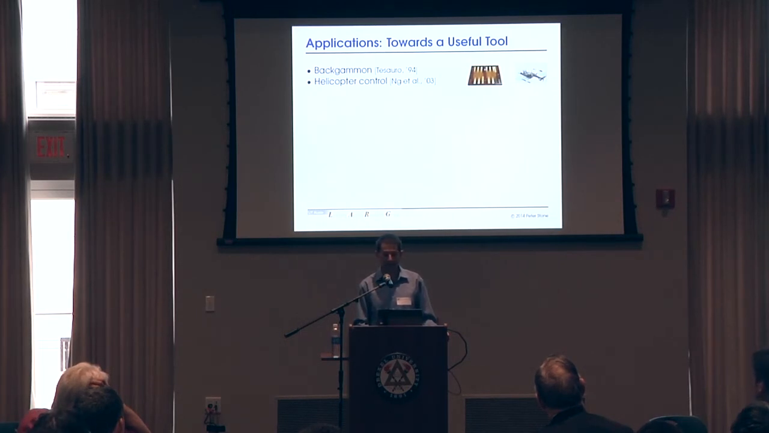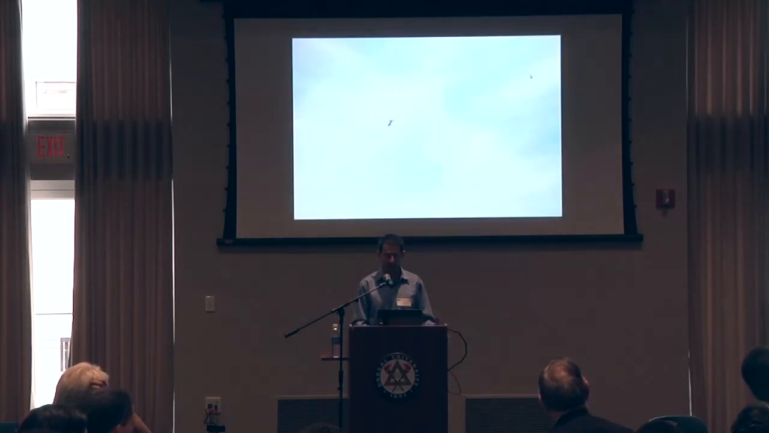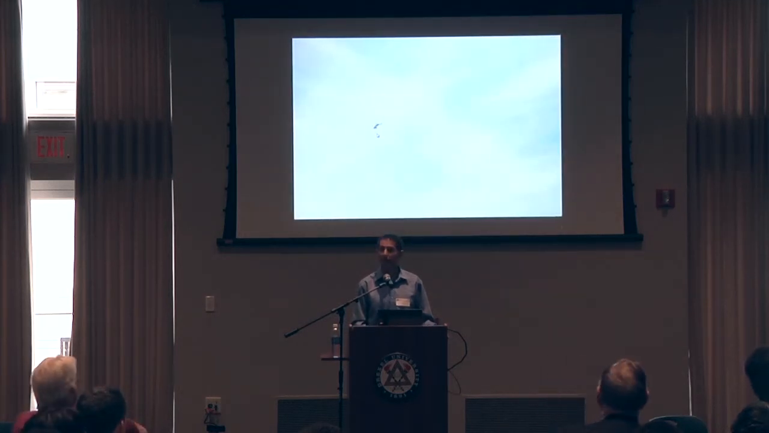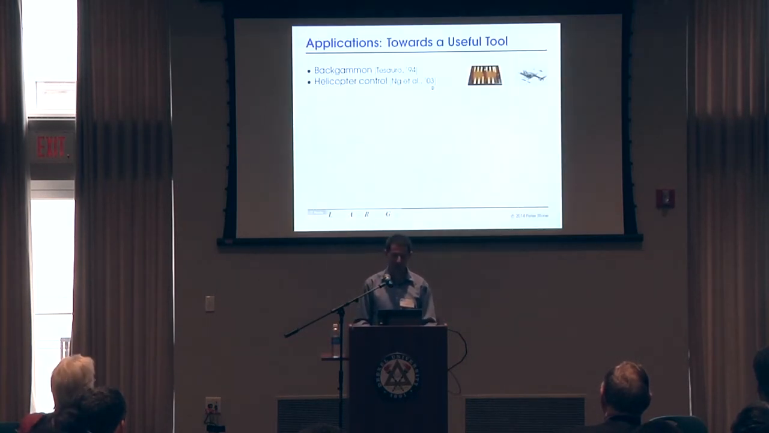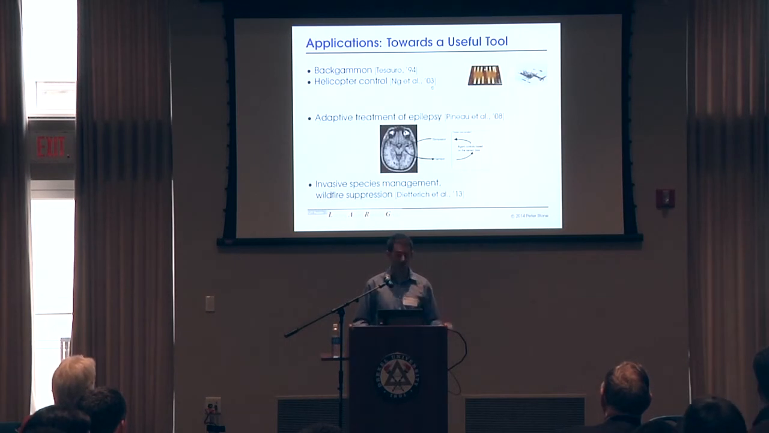A famous one in the field was by Jerry Tesauro, who created a human champion-level backgammon player through self-play using reinforcement learning. A colleague, Andrew Ng, created a helicopter controller. It's able to fly a helicopter upside down in a circle, which is apparently a hard helicopter control problem. I'm not a helicopter pilot, but this was also done through reinforcement learning. There have been some great applications.